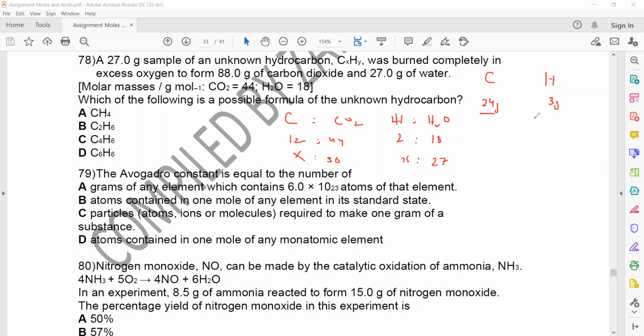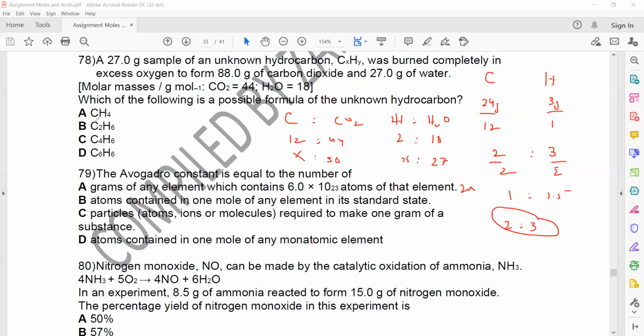Then to find the empirical formula, we divide by atomic mass. So this will be 12 and this will be 1, giving 2 and 3. When we divide by the smallest value, this will be 1 and 1.5. So we multiply all of them by 2, and 2 to 3 will be the simplest ratio. So the empirical formula ratio is 2 to 3.